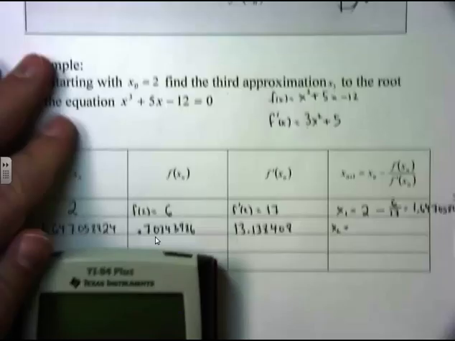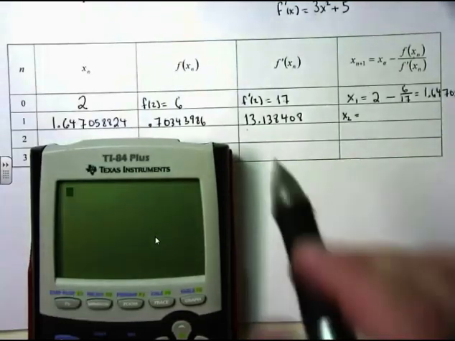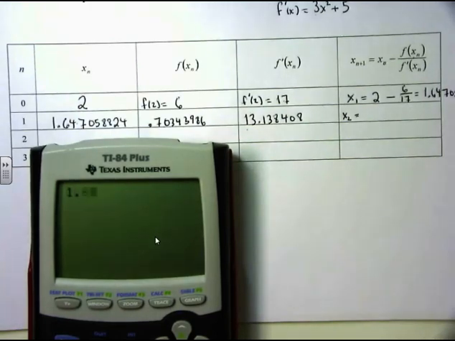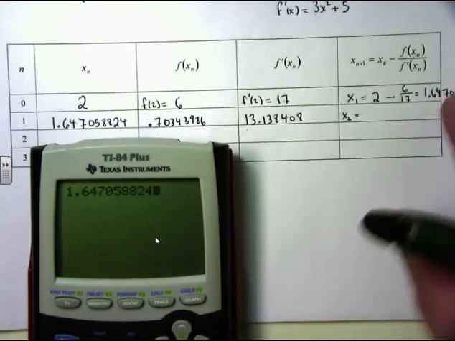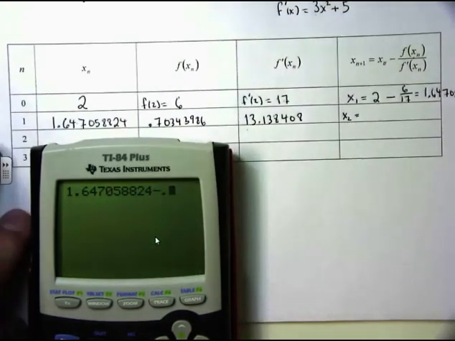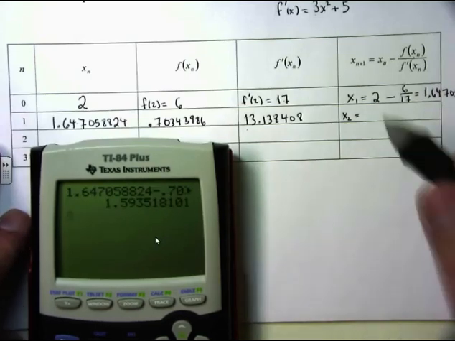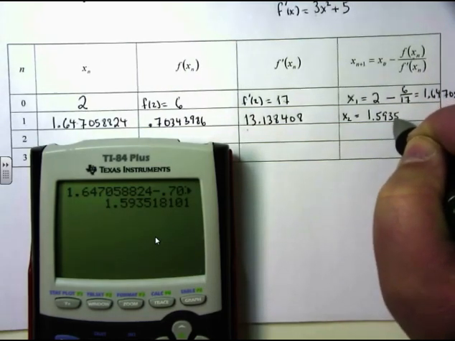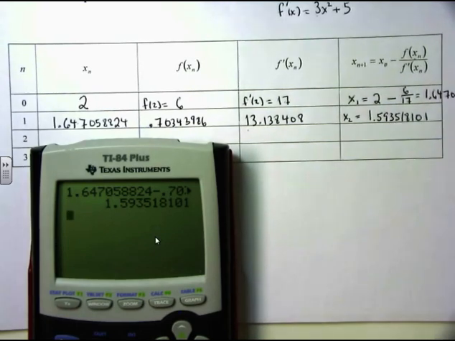And so now my second iteration would be equal to, again, typing it on my calculator, but I want to show you what I'm actually doing on my calculator here. I'm going to do x0, I'm sorry, in this case x1, which is 1.647058824, my x0 number, minus the functional value, 0.7034396, divided by 13.138408, and that gives me my next iteration, 1.5935181101. There's my second iteration.